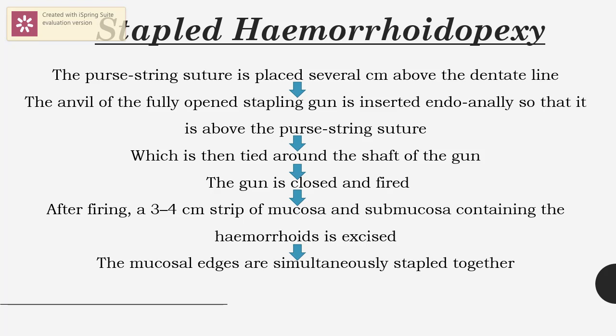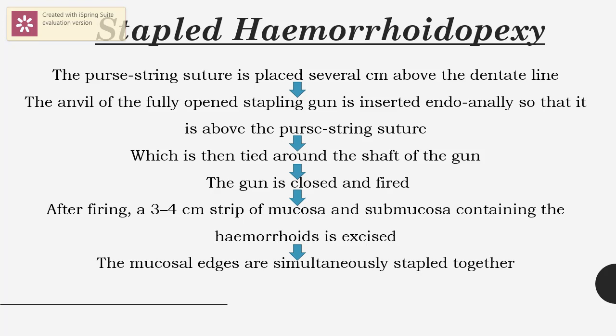So the next management technique is stapled hemorrhoidopexy. With the aim of symptom relief but preservation of anal cushions, the technique of stapled hemorrhoidopexy was designed. So in this technique, a purse string suture is placed several centimeters above the dentate line, usually 3 to 4 centimeters above the dentate line.